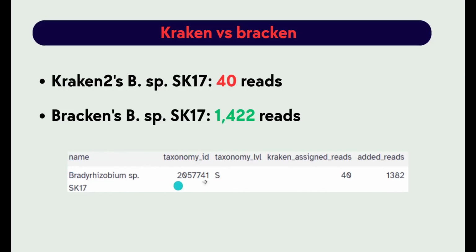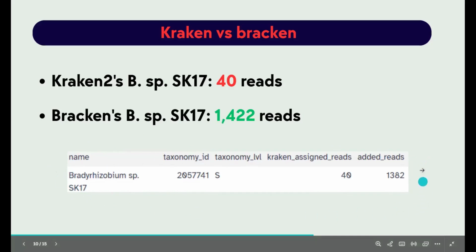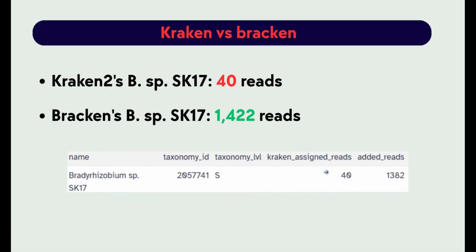Look at this. This is just a selection from the report output of Bracken tool. You can see Bradyrhizobium species SK17, 40 reads Kraken 2 called for SK17. Turns out, Bracken found 1382 more reads hiding in plain sight. It's like Kraken 2 gives us a blurry photo and Bracken sharpened it into HD. That's it.